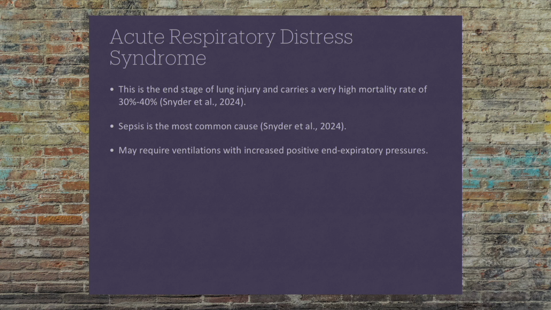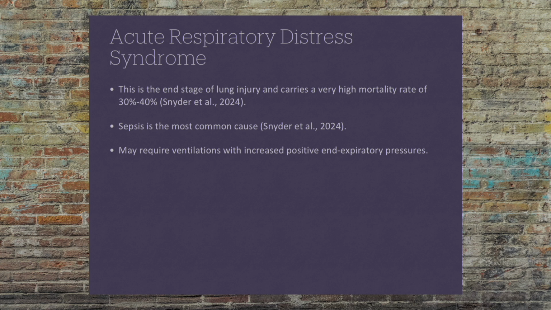It's caused by pulmonary inflammation, which leads to increased alveolar permeability. This can allow water, solutes, and plasma to very easily leak out of the capillary beds into the alveoli. It's characterized by an acute onset of respiratory failure that's associated with diffuse alveolar damage. ARDS patients are extremely hypoxemic. Snyder et al. reports that sepsis is the most common cause of ARDS.